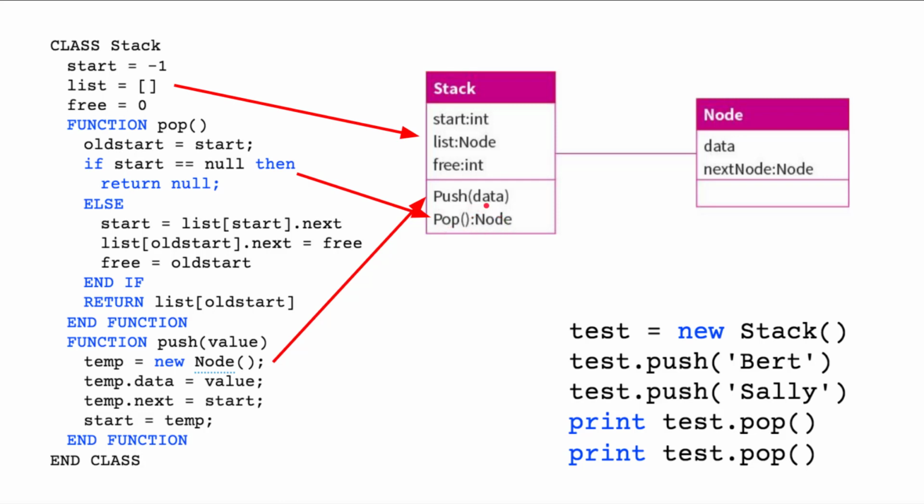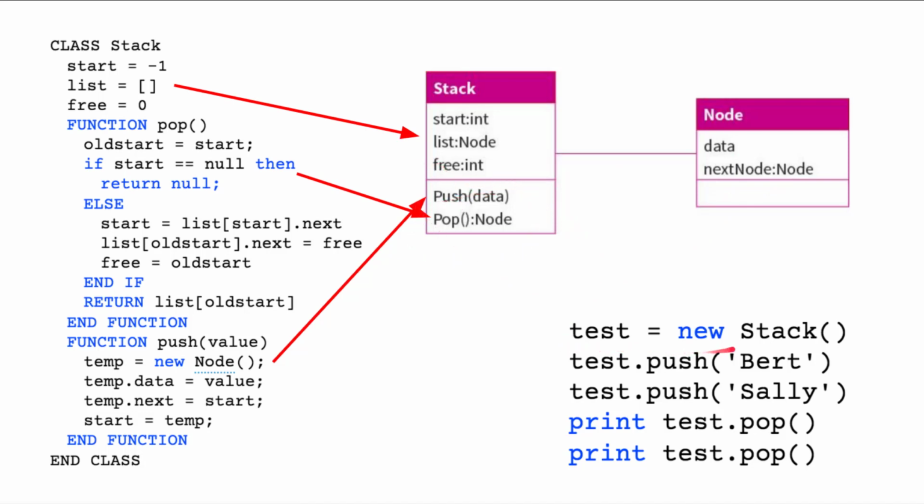Push takes in a parameter of data, pops the node. Now, the node itself, connected to pop here, includes the data and the pointer to the next node. Now, why am I telling you this? Well, because it uses encapsulation to access the methods of the stack class.